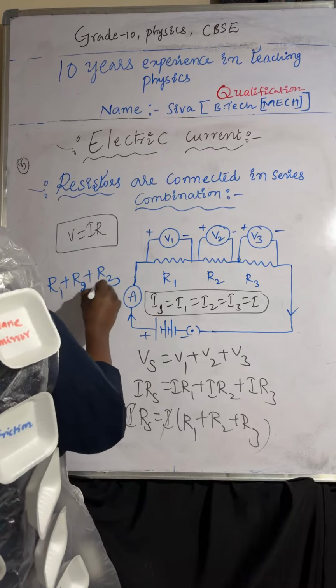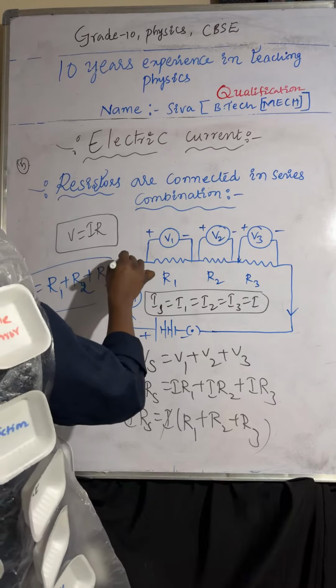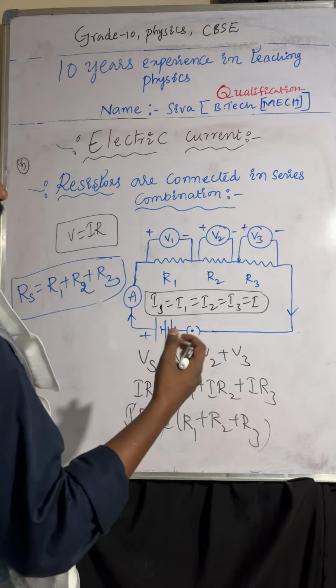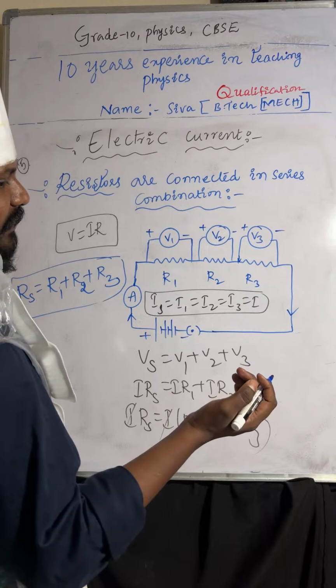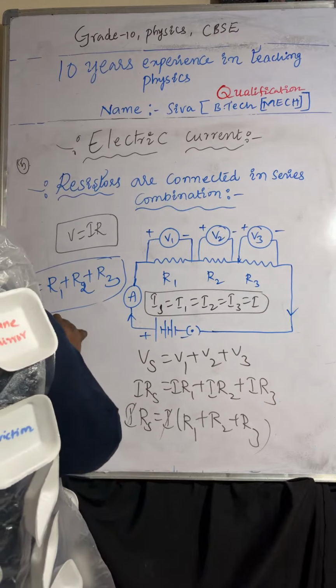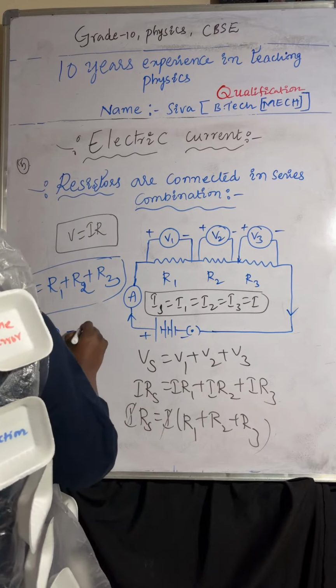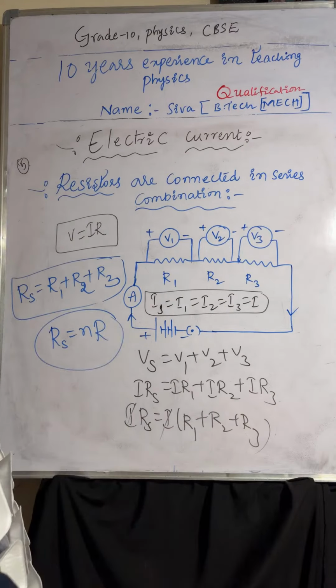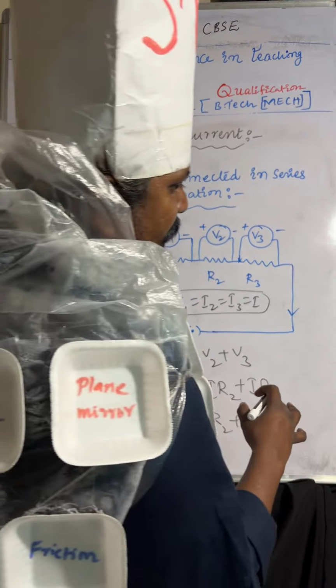If a number of resistors are connected in series combination, what happens? RS equal to NR. So if a number of resistors are connected in series combination, RS equal to NR. Understood or not? And one more question here.